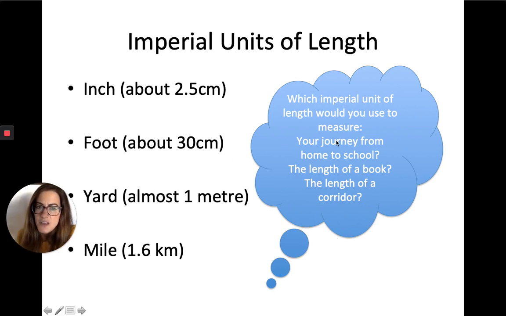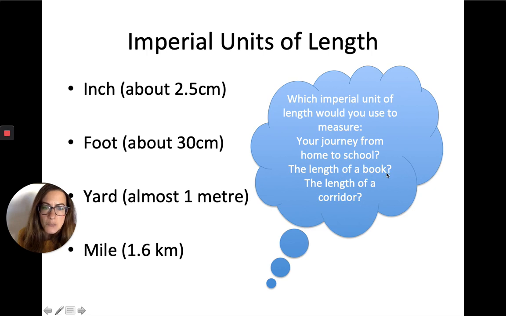So I think if you were measuring your journey from home to school, if you measured it in inches, it might take you a very long time. So the most sensible one, depending, you might live really, really close to school, in which case you could possibly do yards. But for most people, you'd want to measure that in miles. It's going to be a couple of miles away.